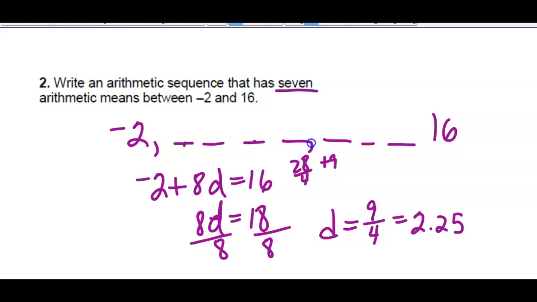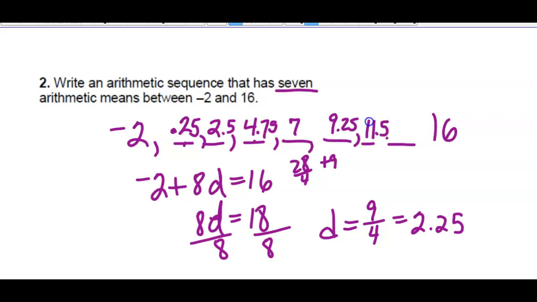See, I was good until the end. -2 plus 9/4 is 0.25. Plus 2.25 would be 2.5. Plus 2.25 would be 4.75. 7 would be next. Got that one. 9.25, 11.5, and 13.75. A fourth would be 14, 15, 16. So that worked.